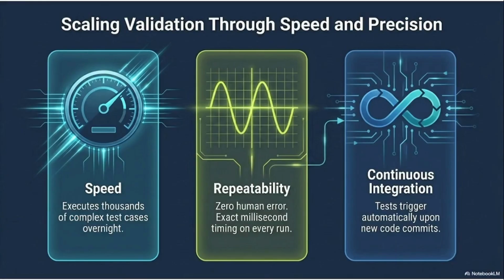The benefits are clear: efficiency and repeatability. Once a script is written, it can be run thousands of times at no extra cost. This allows for continuous integration and continuous deployment. You can call it CI/CD, where every time a developer changes the code, the automation suite immediately checks for bugs, leading to much higher software quality and faster time to market for customers.